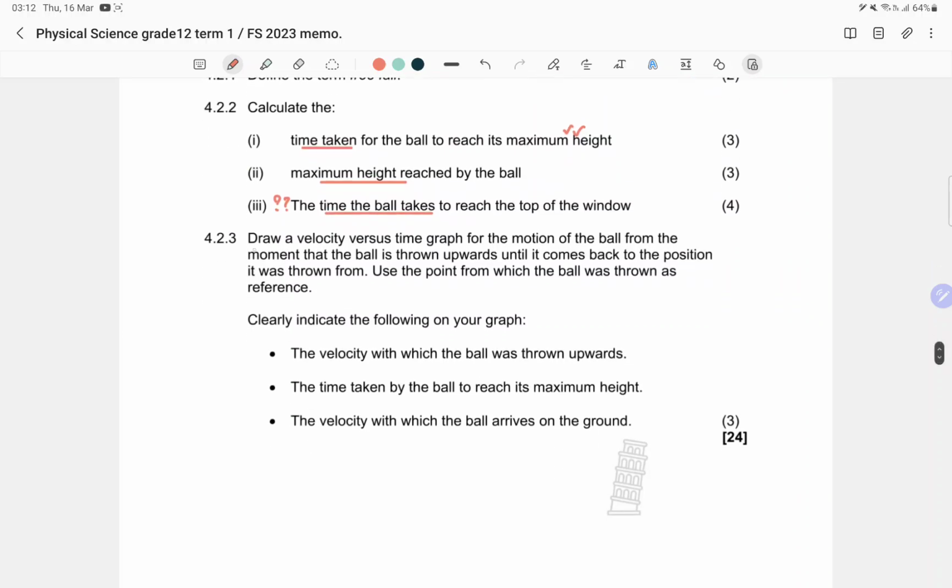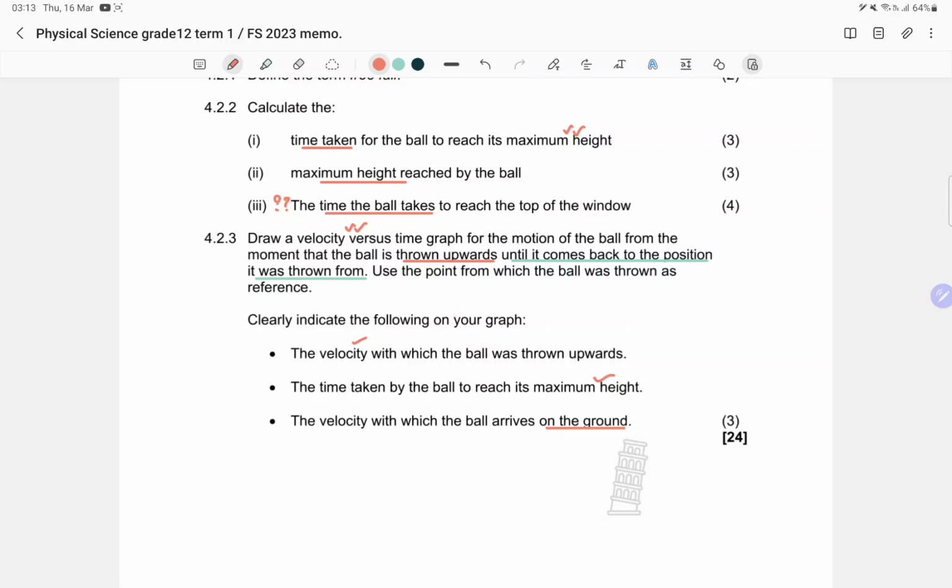Now I told you, draw a velocity versus time graph for the motion of the ball from the moment it is thrown upwards until it comes back to the position from which it was thrown. Great. And then use the point from which the ball was thrown as reference. It's really not a big deal when we're doing a velocity-time graph. Clearly indicate the following: the velocity with which the ball was thrown upwards, time taken to reach maximum height, the velocity with which it arrives on the ground.